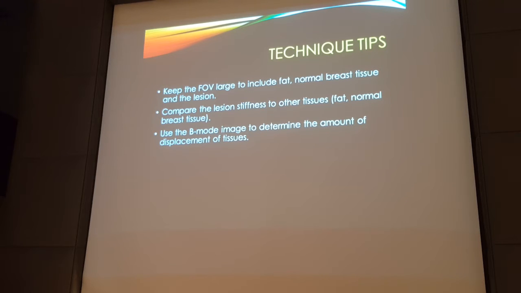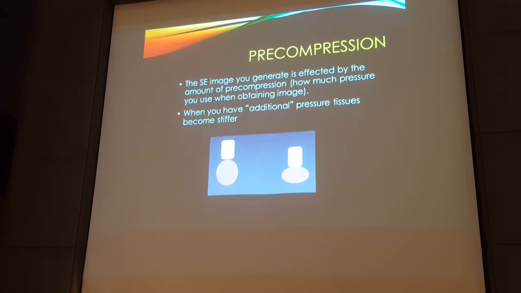So normally fat will always be the softest that you have. If the lesion is benign, it's usually about the same as normal breast tissue, so those will be the stiffest areas. If the lesion is a cancer, it will be black and the normal tissue will be gray. And again, what you want to do is compare the lesion stiffness to other tissues, and you can always look at the B-mode image to determine the amount of displacement.